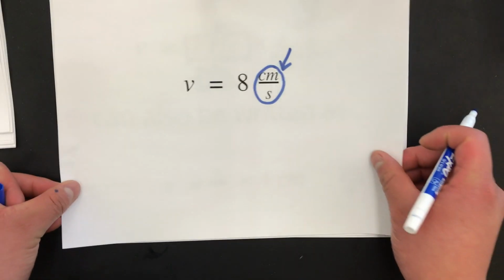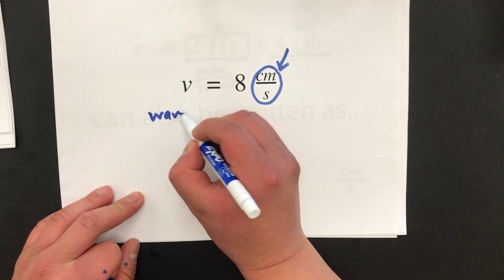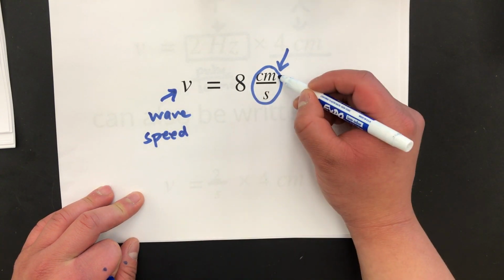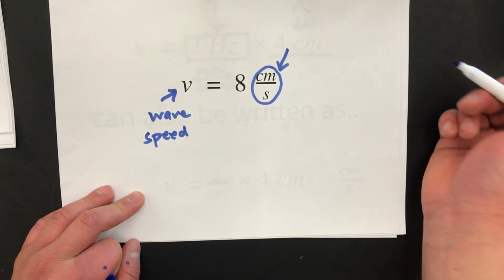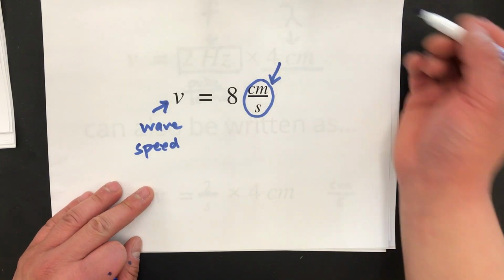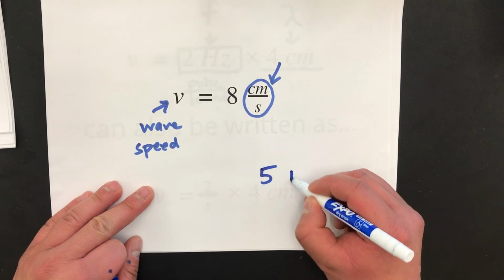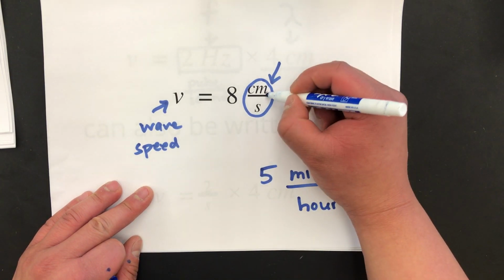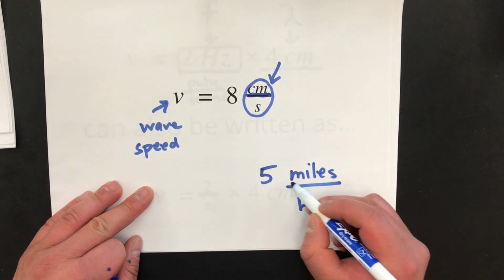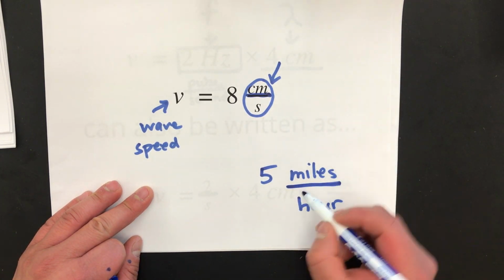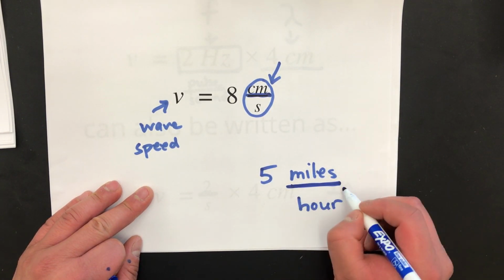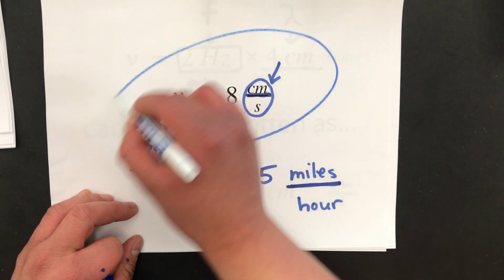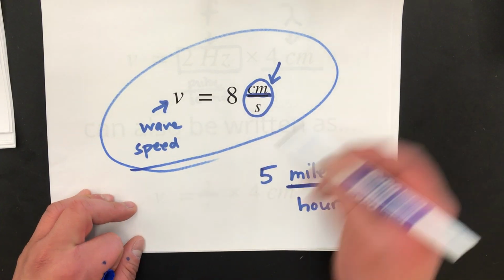And that's why the answer is wave speed. Remember, lowercase v is wave speed. Wave speed is equal to 8 centimeters per second. It's kind of like if you're driving really slow, that's 5 miles per hour. It's the same thing. This little division line means per. It's the way you write speed: distance over a period of time. Again, your wave speed is equal to 8 centimeters per second.